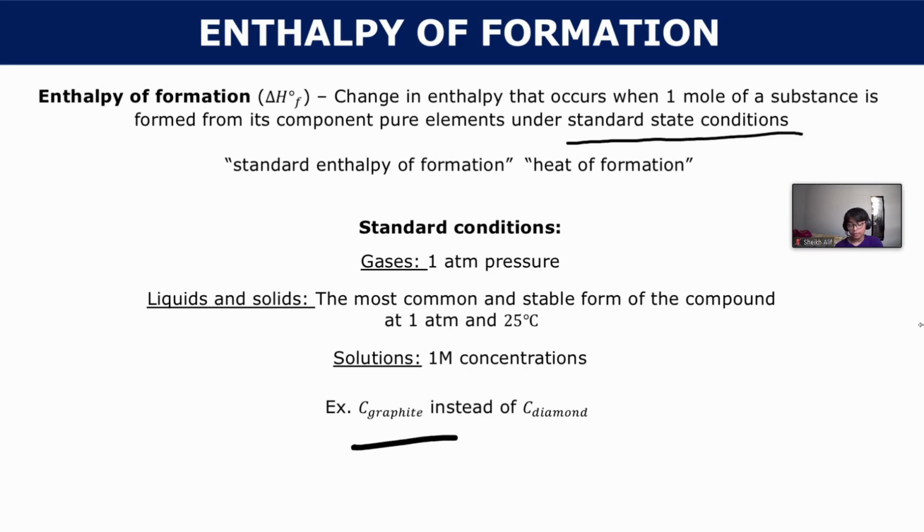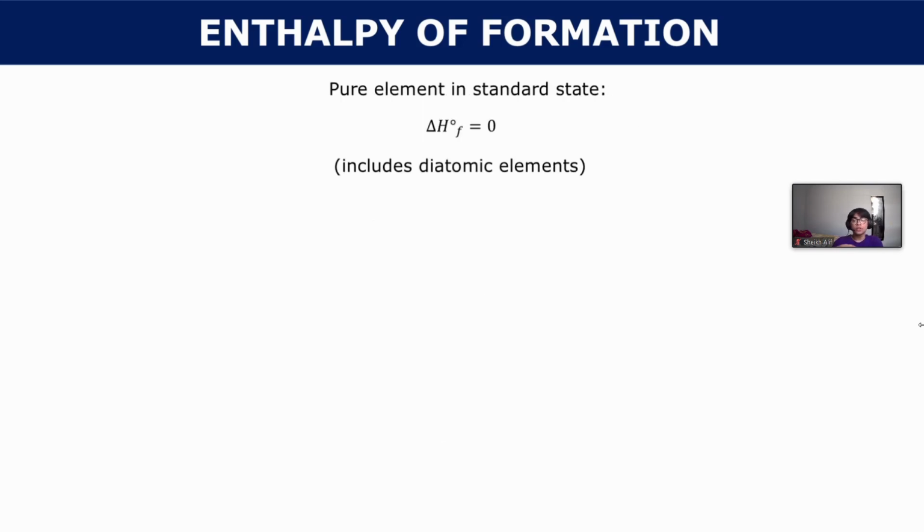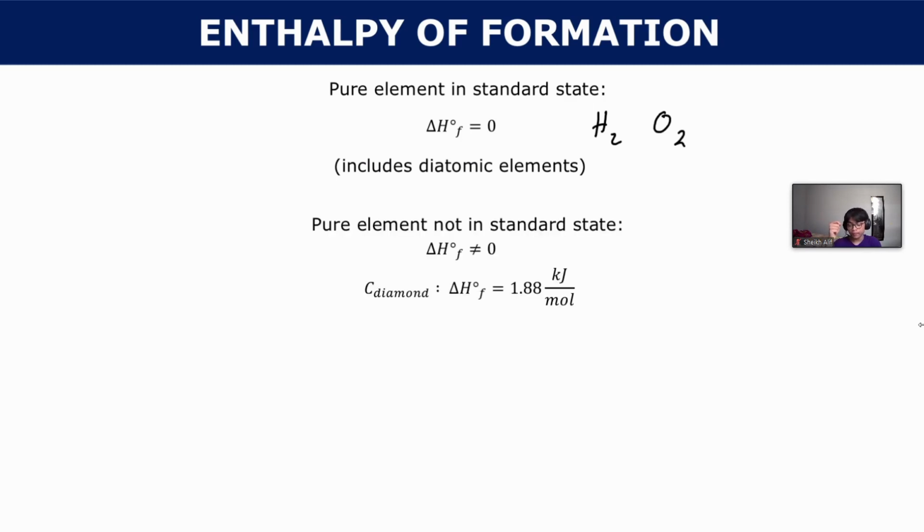Certain enthalpies of formation are going to have certain values. So for pure elements in their standard state, the enthalpy of formation is going to be 0. And this also includes diatomic elements like H2 or O2. These are going to have a change in enthalpy of 0. On the other hand, pure elements that are not in their standard states are not going to have a value of 0. So for example, diamond is going to have a change in enthalpy of formation of 1.88 kilojoules per mole, since diamond is not the standard state of carbon. Graphite, on the other hand, would have an enthalpy of formation of 0.